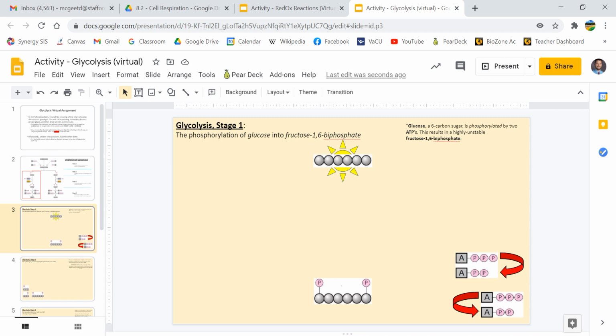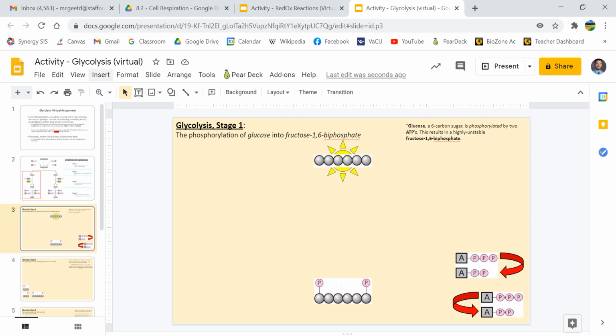Whenever we add phosphates to something, it's akin to seeing some small person walking through the hallway of school and putting a stack of books in their arms. They would obviously become destabilized, and they'd probably fall over or break their back really quickly. And that is exactly what's happening here. We're going to destabilize glucose by phosphorylating it.